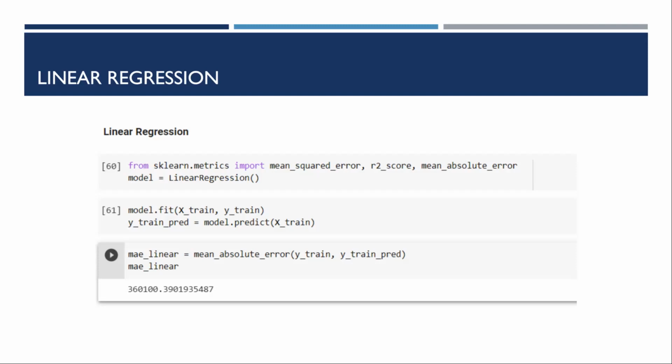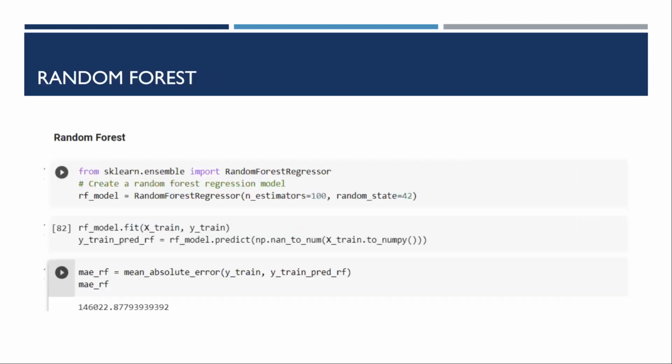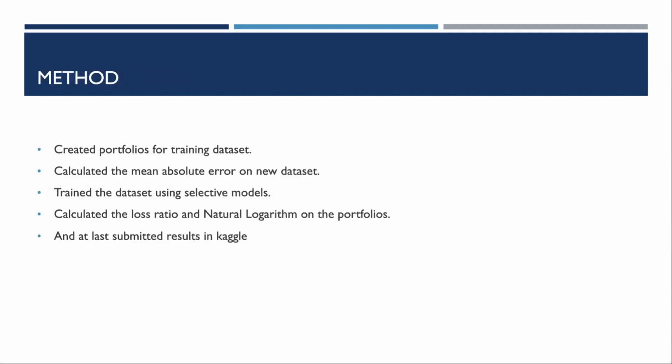So with the linear regression, we have got around 3,60,000, and with the random forest, we have a very good mean absolute error. Since the mean absolute error should be less for a model to give good prediction, among the three, we got random forest as the best model. So we have selected the random forest as our predictive model.